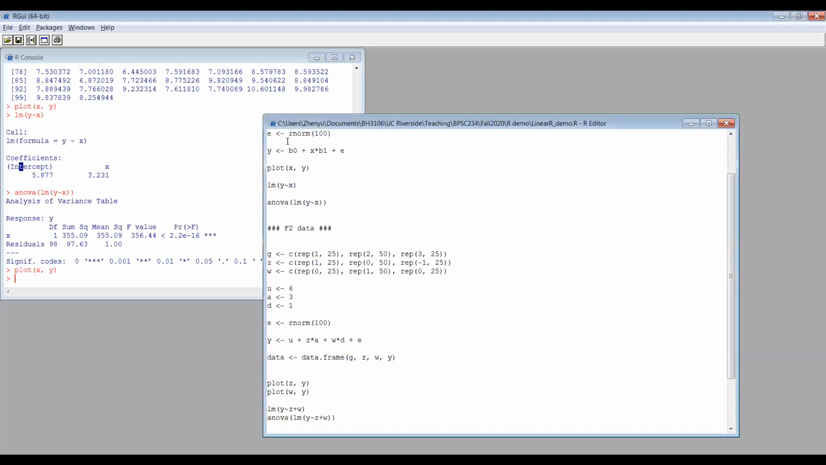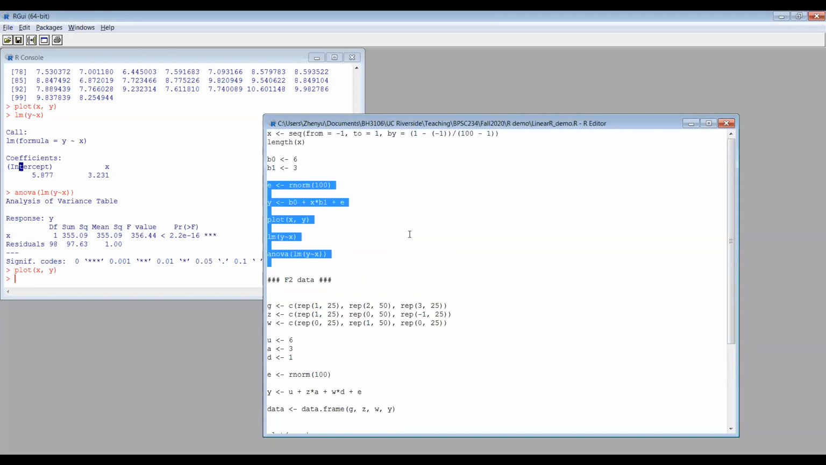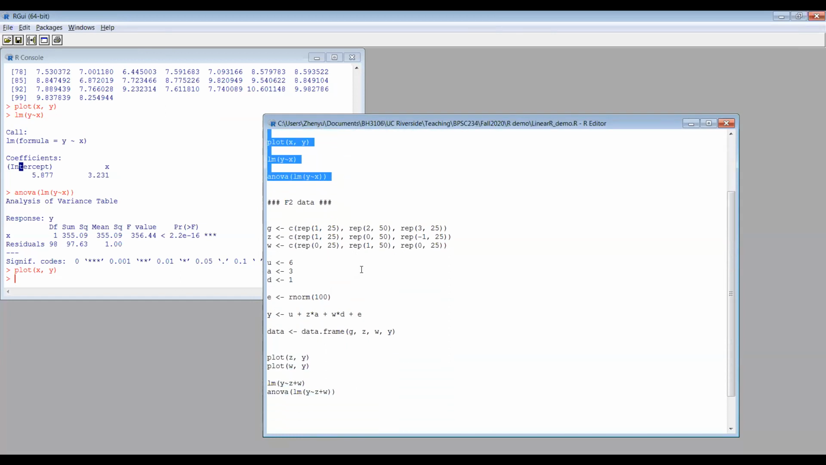Okay, so here, you can see my screen, right? The first example just gives you a very simple linear regression analysis.